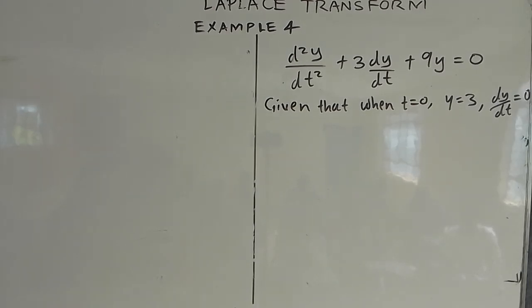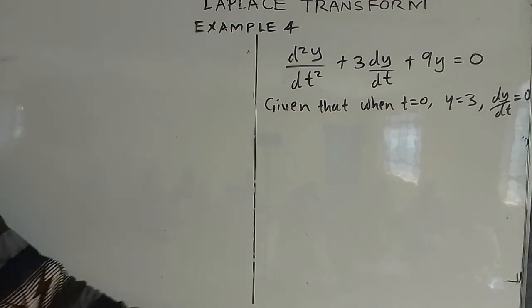Example number 4. Solve the following differential equation using Laplace transform. d squared y over dt squared plus 3 dy over dt plus 9y is equal to 0, given that when t is equal to 0, y is equal to 3 and dy over dt is equal to 0, isn't it?